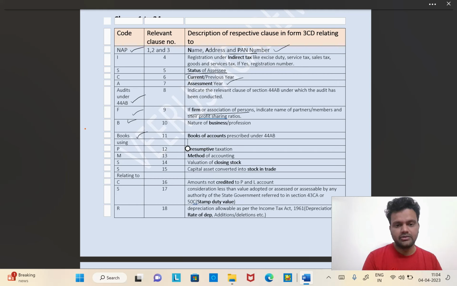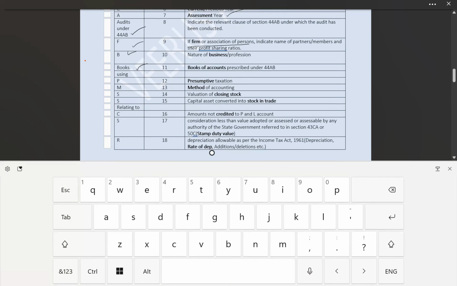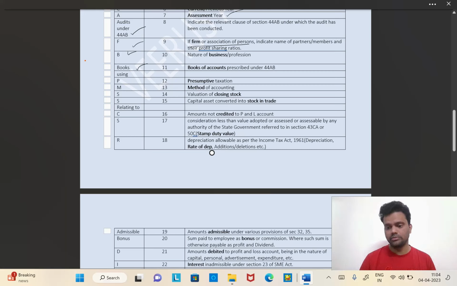Okay, and now "using" is a verb that I have used. It actually has no meaning; just to make a reasonable sentence, I use the word "using." Now, PMSS. P means presumptive taxation.